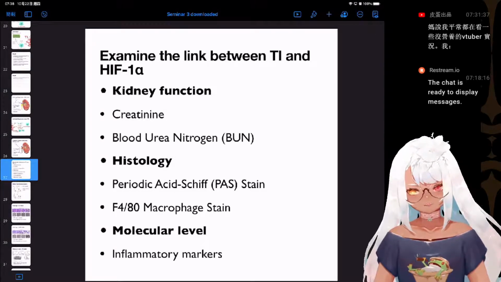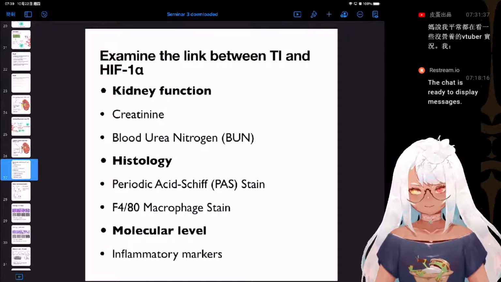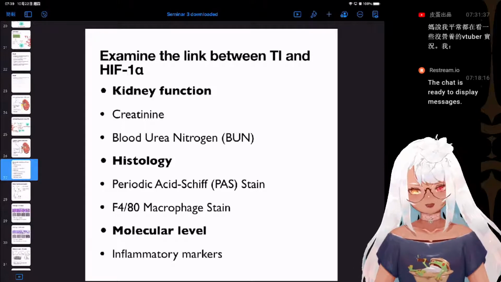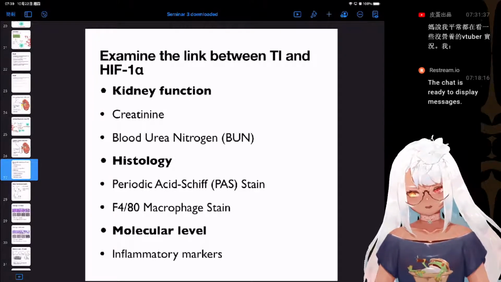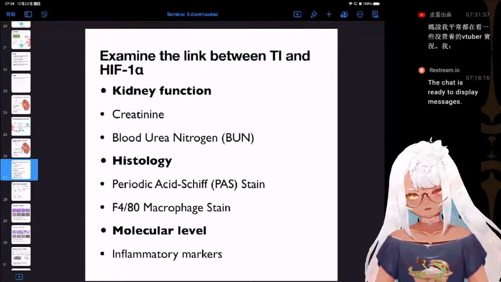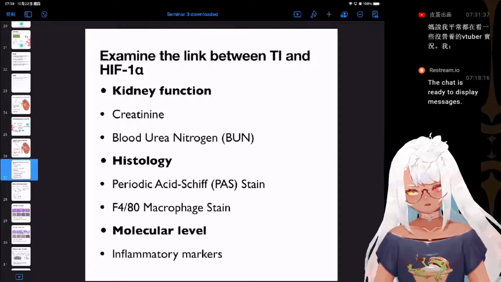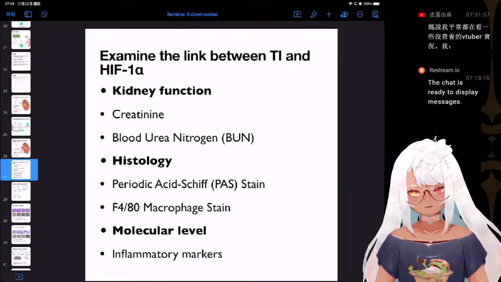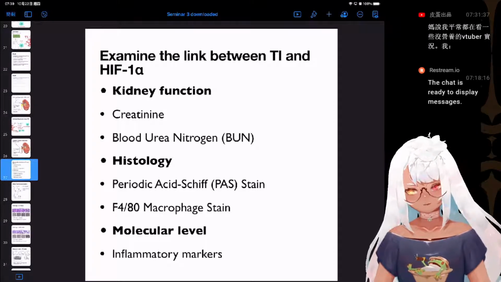Histologically, we use plastin, which is used to stain polysaccharides such as glycogen and glycolipids, which are especially abundant in kidney and liver cells. So we can use this to stain these cells and see their morphology change. Other than that, we also stain for F4/80 macrophage to see whether there is an infiltration of macrophages, which indicates the induction of tubulointerstitial inflammation.